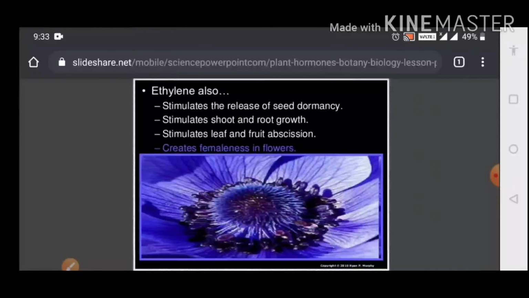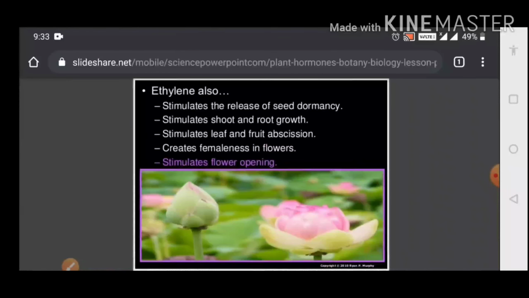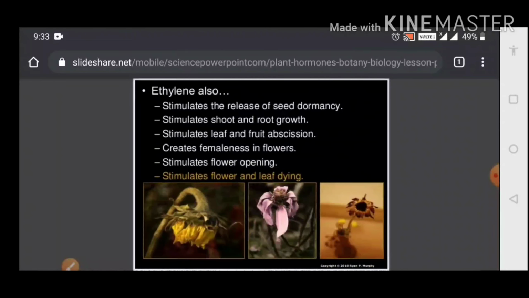Ethylene creates femaleness in flowers. If we apply some ethylene gas to a flower in the bud condition, that bud will become a female flower. Ethylene also stimulates opening of the flower from the bud condition. It also stimulates flower and leaf dying.